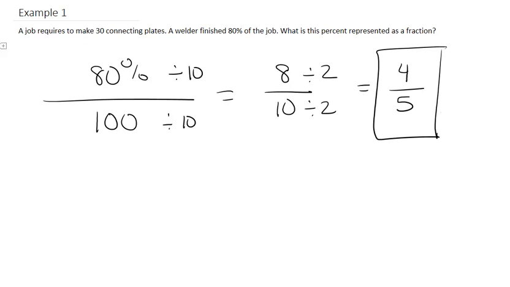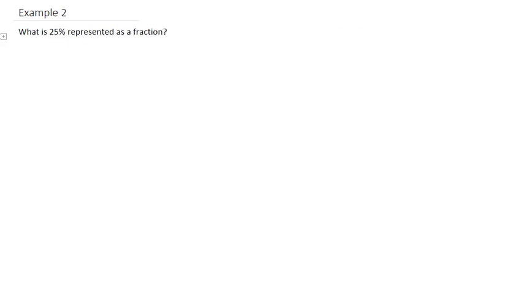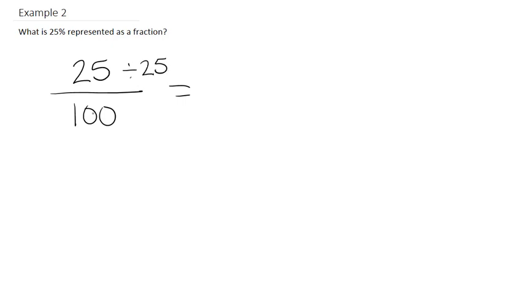Let's look at another example. Example 2, what is 25% represented as a fraction? So what we do with this, we put 25, and then we're going to put it over 100. That's our first step. And then step 2 would be to reduce. So we have 25 and 100. Well, we know that 25 can be divided by 25, and we know 100 can be divided by 25.